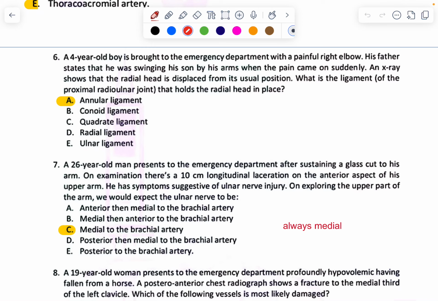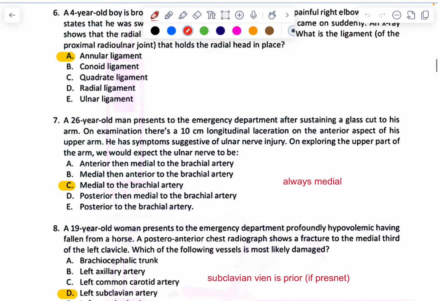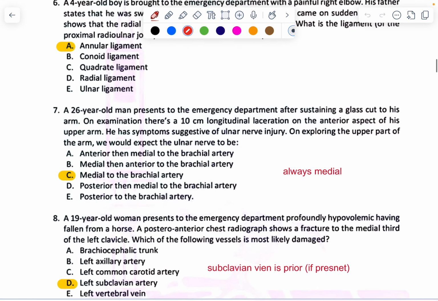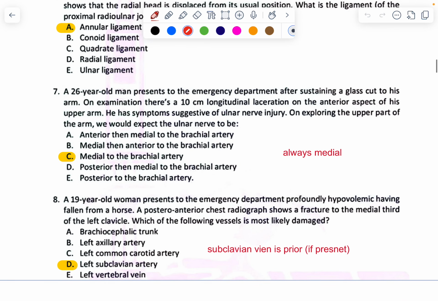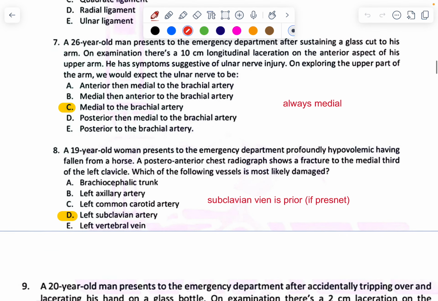A 90-year-old presents to the emergency department profoundly hypovolemic, having fallen from a horse onto the chest, with a fracture of the medial third of the clavicle that injures the subclavian artery. The subclavian vein is immediately behind the clavicle, but it is not present here.